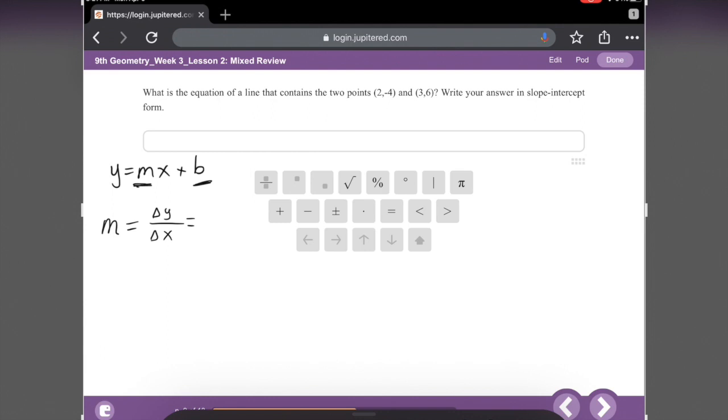Which is going to be equal to, let me call this y2, and let's call this y1. So it's going to be 6 minus negative 4. And let's call this x2, and let's call this one x1. So it's going to be 3 minus 2. When we simplify all of that, we end up doing 6 plus 4 divided by 3 minus 2. 6 plus 4 is 10, and then 3 minus 2 is 1. So it looks like our slope is 10.